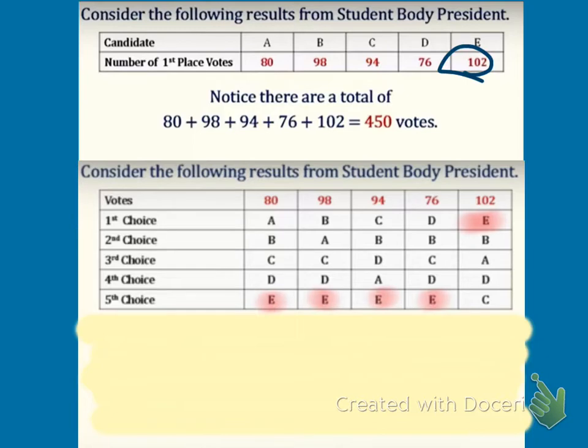I'm not sure. Let's take a look at the second choice. So that's B, but look at B. B actually was second on every other ballot. So maybe B should be the winner. So again, it really depends on how you set up your ballots and what you think is fair. So there's a lot of things that we need to interpret, and we're going to talk about this throughout this unit.